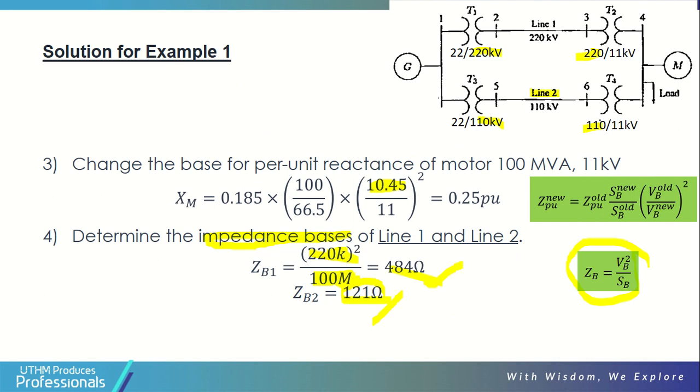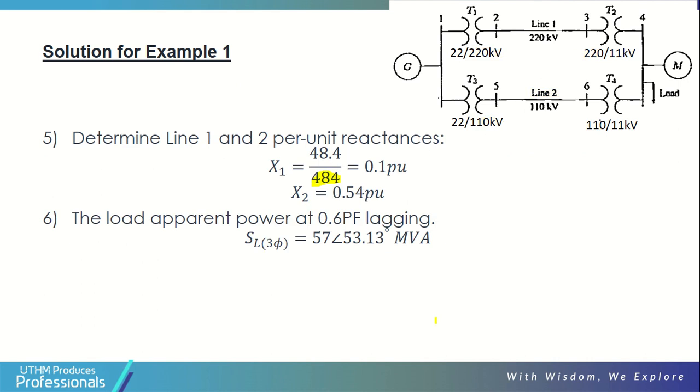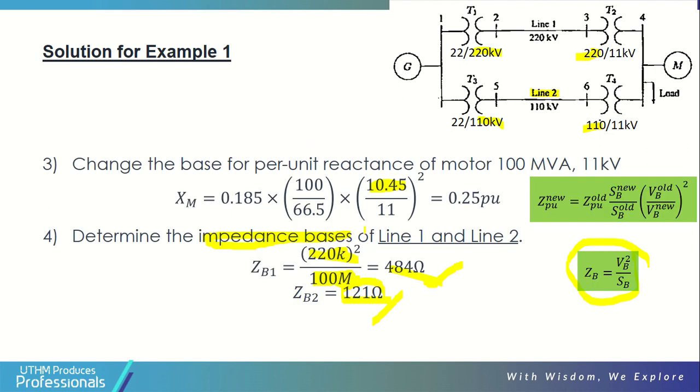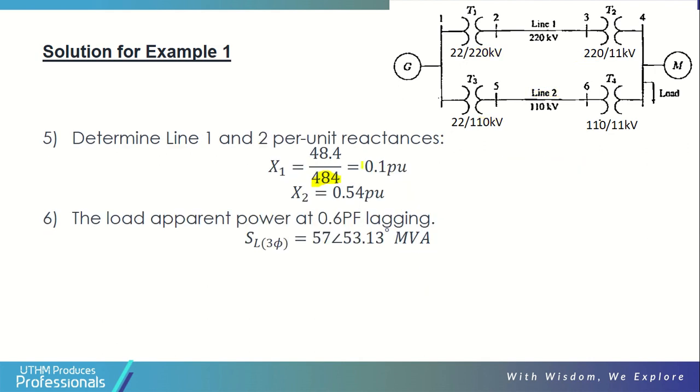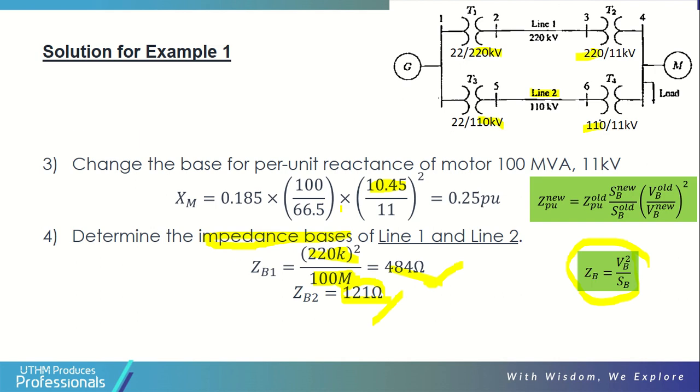So the per unit value for transmission line 1 equals the actual value divided by the base value. This is the base value, already calculated for transmission line 1, so you get the per unit value of x1. Per unit value for x2 equals actual divided by base, so you get this value. This is the Z base 2, 121 ohms.